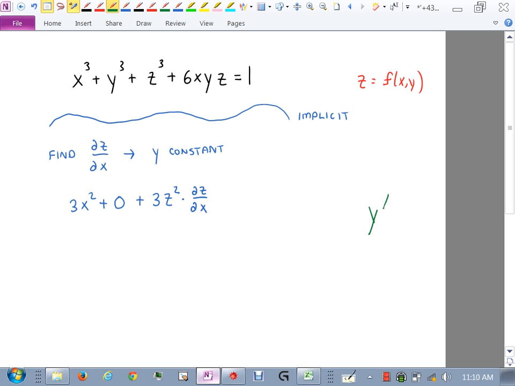With respect to what, right? With respect to what variable are you talking about? You want it with respect to x, respect to z, right?